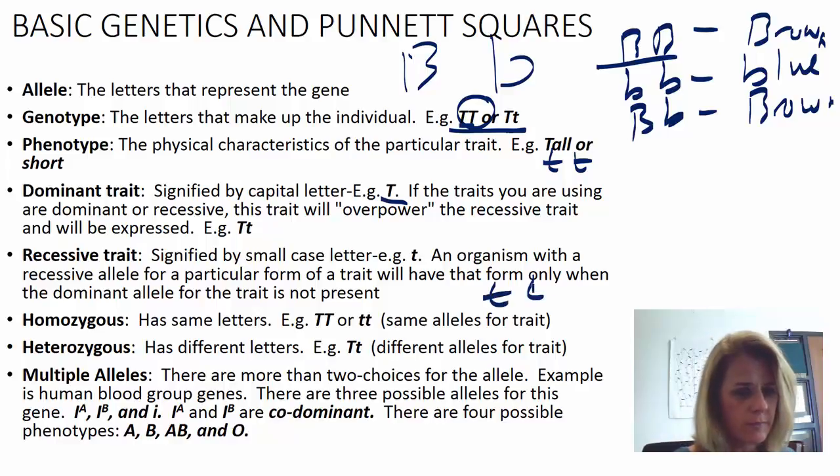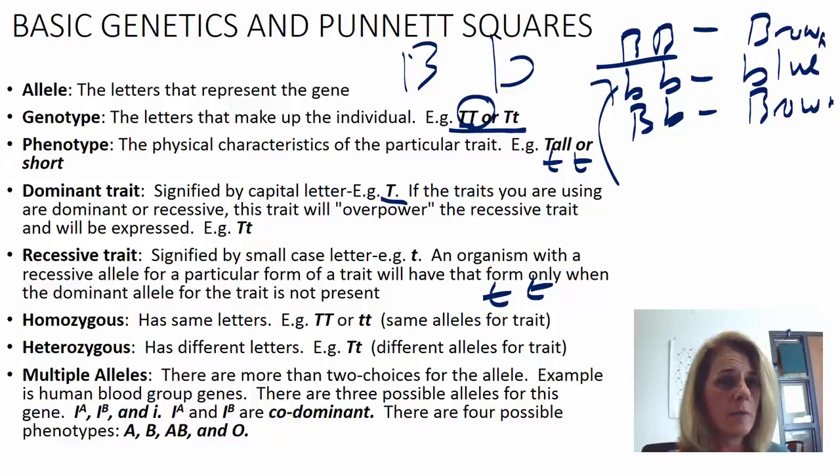Okay, so here I'm showing you that big B is dominant. Brown eyes is dominant. If I have two big B's, you're going to have brown eyes. If I have one big B, you're going to have brown eyes. To get blue eyes, you've got to have two recessive genes. Okay, hopefully you've heard of this before.